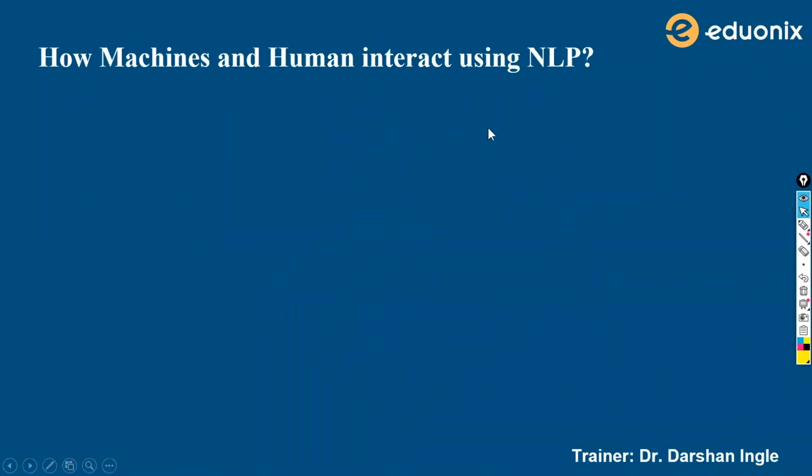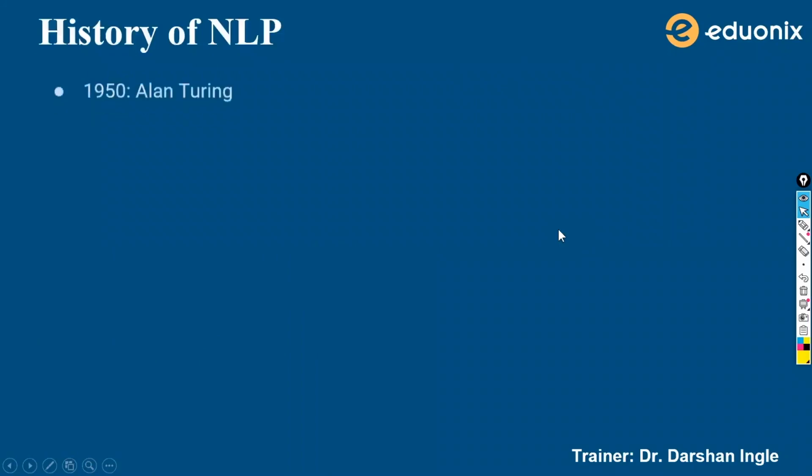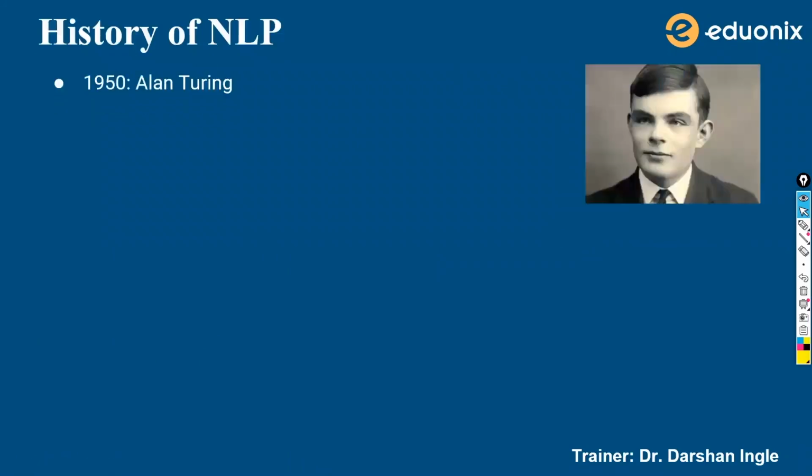So now let me go on to the history of NLP. As I told you, NLP started when Mr. Alan Turing revealed an article known as machine translation. Over here, it basically uses the intelligence of the machine to automate the translation between the Russian and the English language.